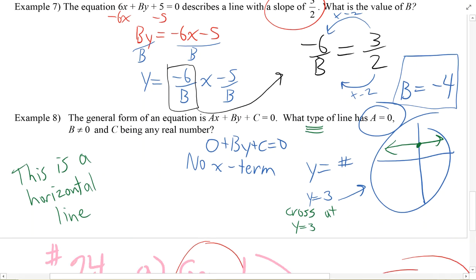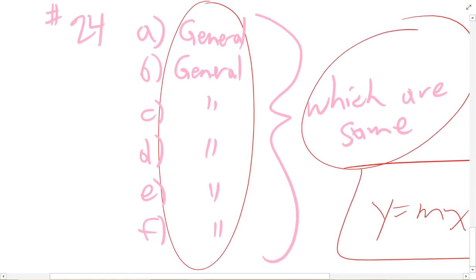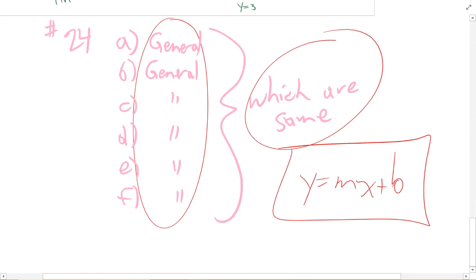One thing to keep in mind, number 24, it's an important question. It's saying which ones are the same line. So for number 24, you've got to turn them all into general form. They're all different types of forms. You can't tell. Turn them all into general form, and then it's going to be really easy to see which ones are the same. Now, you could also turn to y equals mx plus b. That's just a bit more work. I would go into general form. You can tell right away which are the same, which ones are different. Any questions?